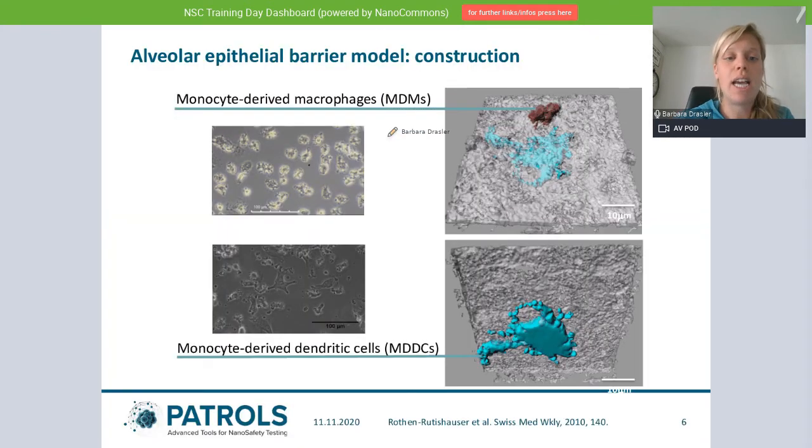Here is just an insight into the immune cells that we use. I wanted to show you how macrophages and dendritic cells look under a phase contrast microscope after 6 days of differentiation. And we can also see in the confocal images that pre-stained macrophages and dendritic cells are very nicely integrated on the model on top of the gray epithelial cells.